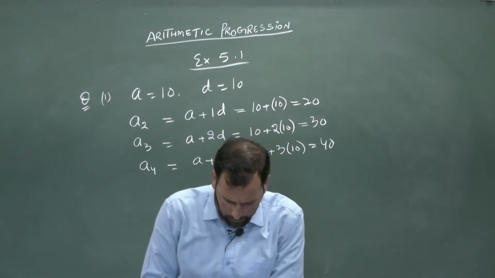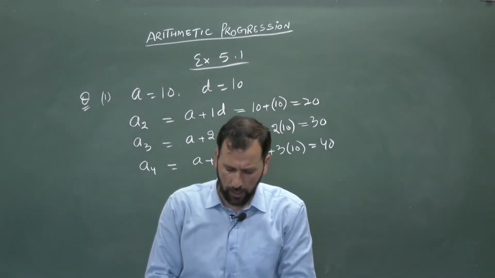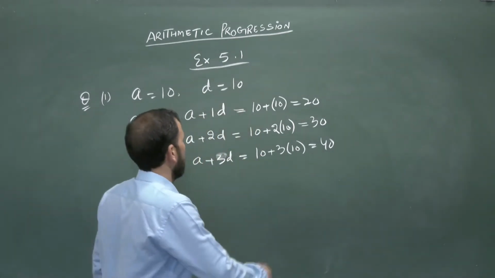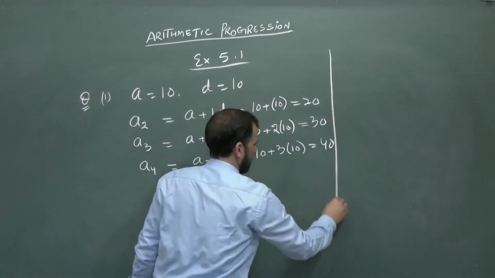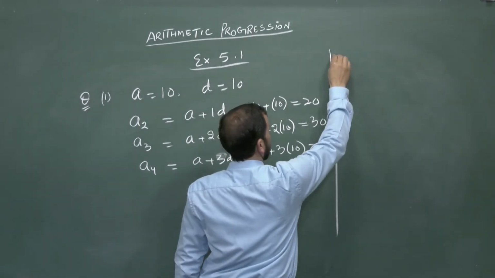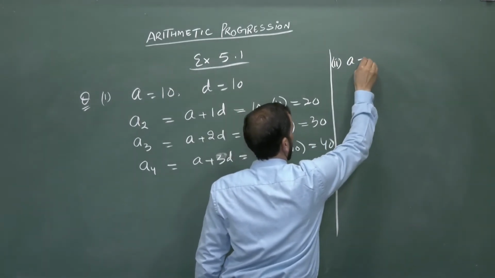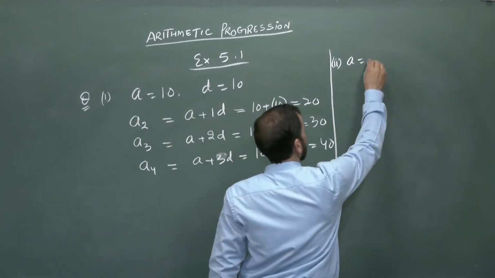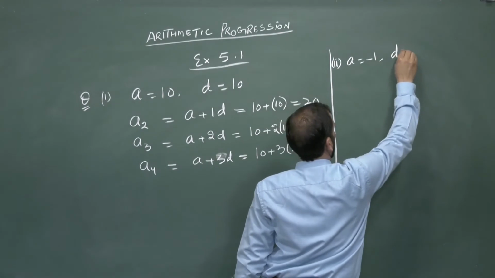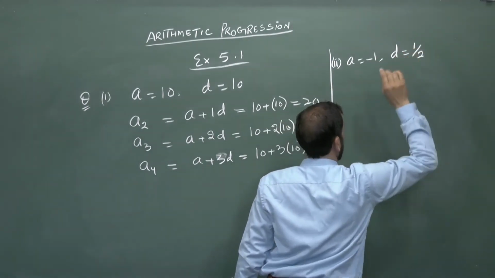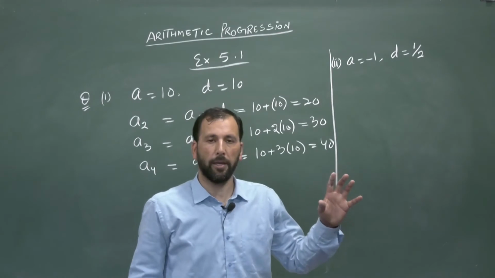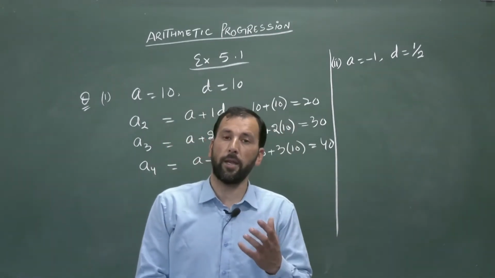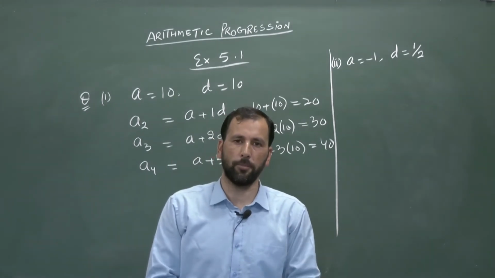Now the second part of this question: we are given a is minus 1, and d is 1 by 2. So a is equal to minus 1 and d equals 1 upon 2. We have the first term given as minus 1, and the common difference is 1 upon 2. So we have to find out the first four terms of this AP.